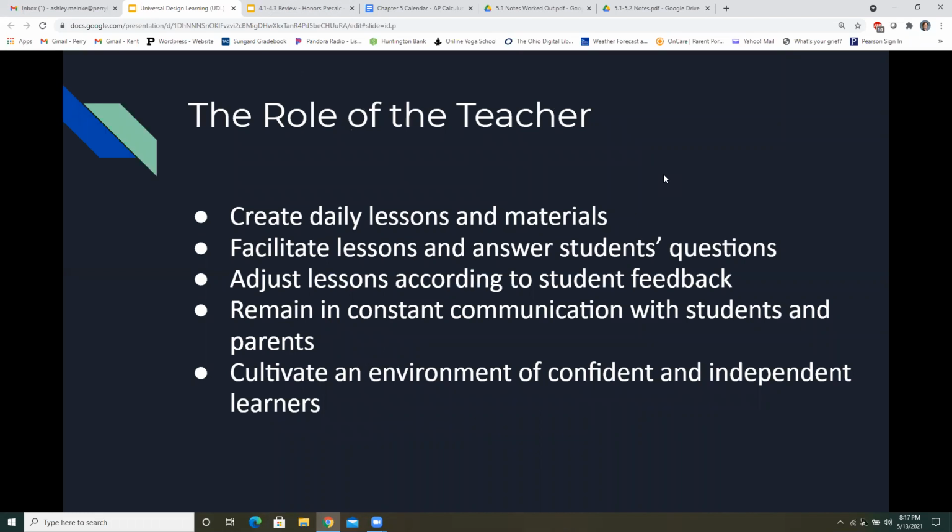At the beginning of the year, I put out a syllabus that described this blended model, and it described the role of the teacher. So I've taken on a much more facilitator role. I create, of course, the daily lessons and materials. I adjust the lessons according to the students' feedback. I remain in constant communication with the students and parents through email and in person. And the goal is to cultivate an environment of confident and independent learners.